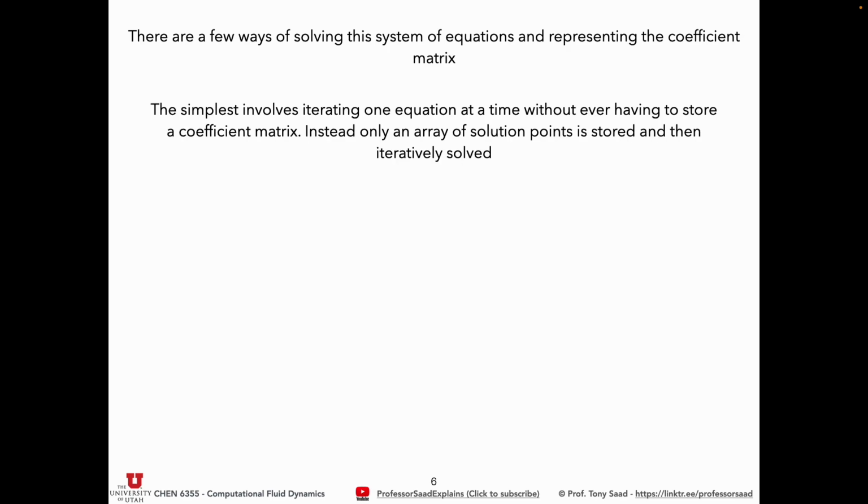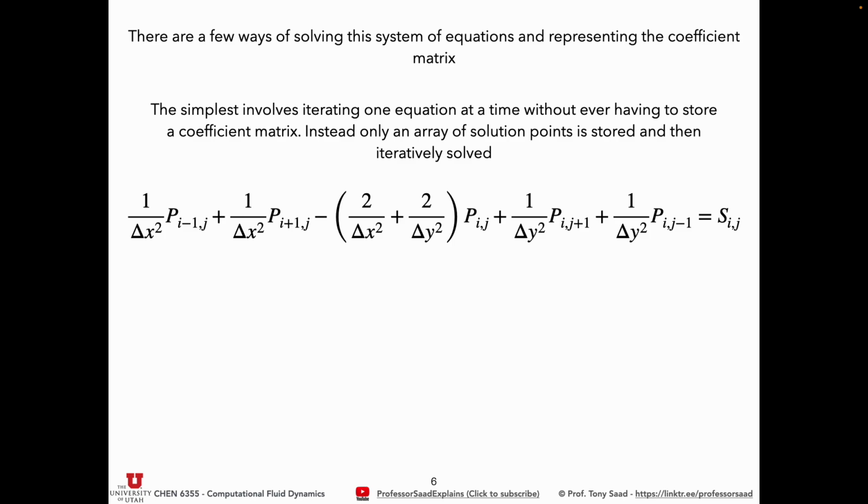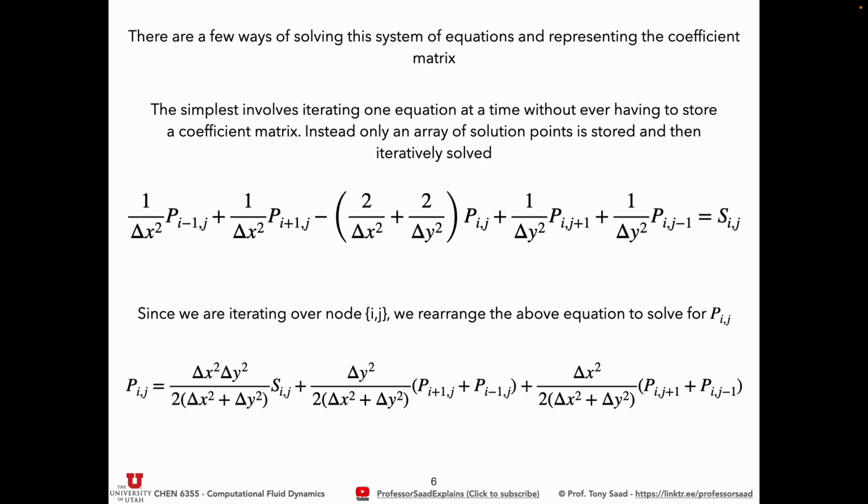So there are different methods to solve that system of equations and represent the coefficient matrix, but the easiest methods are iterative solvers. If you remember from your undergrad numerical methods, you've probably taken iterative solvers. What iterative solvers do is they take the equation that we just derived and solve it at every point ij, instead of inverting the whole matrix in one shot. To do that, we write the equation at point ij, because we're going to solve for P or T or any scalar at node ij.